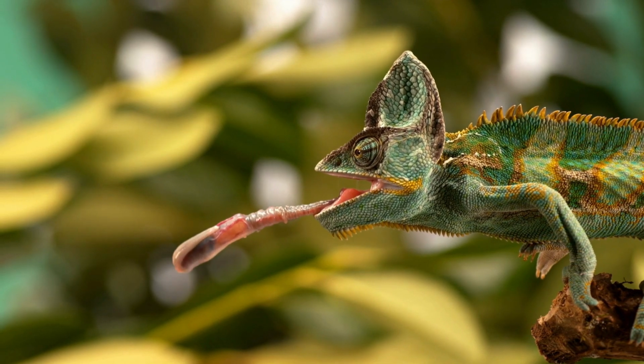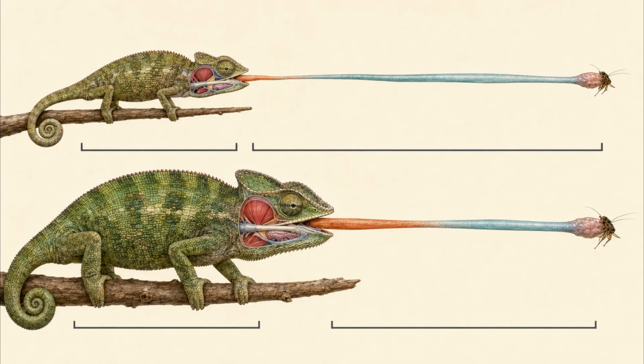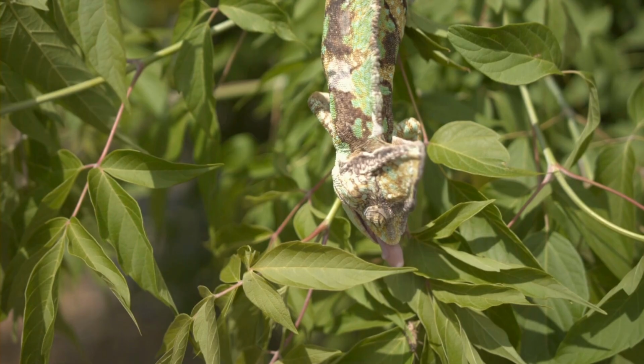The tongue's apparent length is equally remarkable. Across the species studied, maximum projection averaged around 1.5 times the chameleon's snout-to-vent length, but the smallest species sometimes exceeded twice that. One reached approximately 2.5 times its snout-to-vent length.